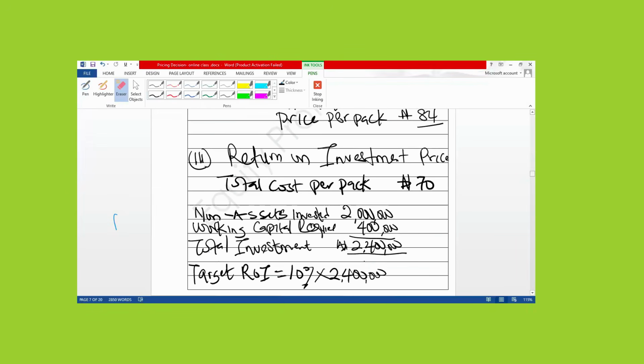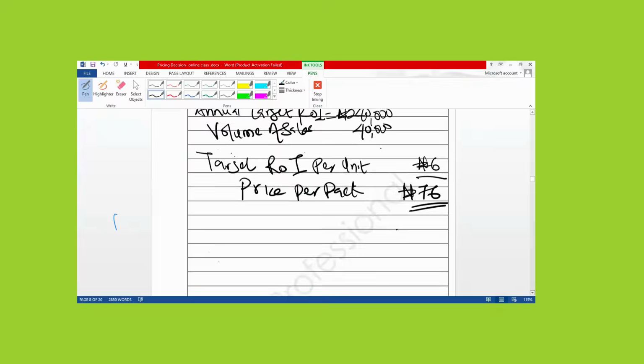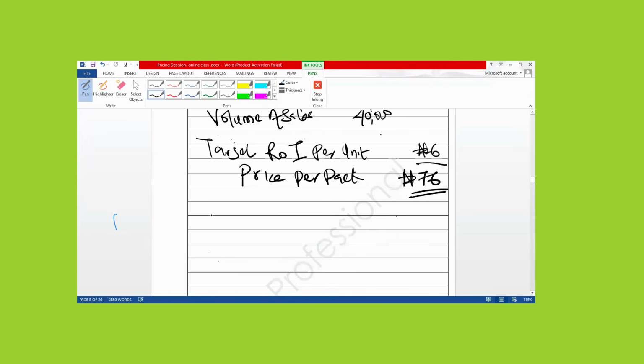70. Selling price per unit, price per pack: 76 naira. That is the target return on investment pricing. You are done with the question.